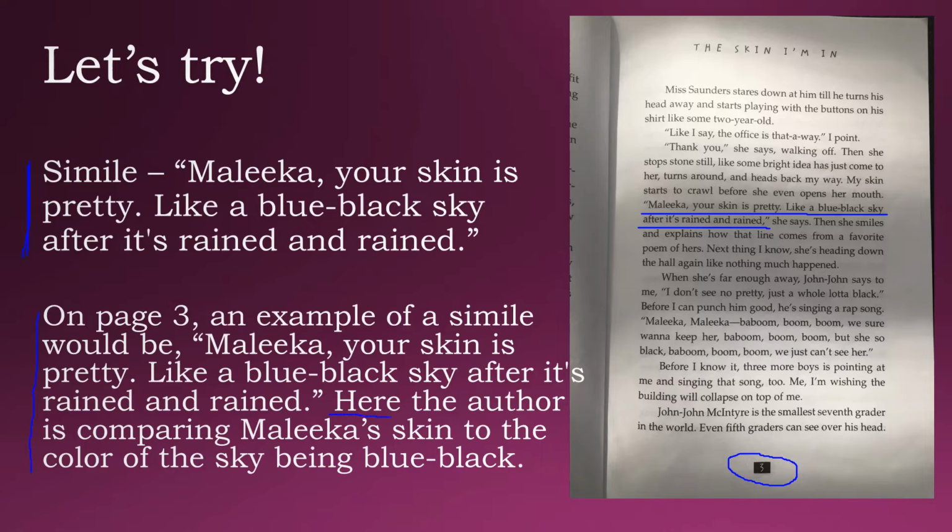So we can say something like, here the author is comparing Malika's skin to the color of the sky being blue-black. This tells the reader that we understand that a simile is a comparison between two things using like or as. This is one example of directly quoting from the text. Again, when we quote directly, we are taking it just like it is written and placing it in our writing.